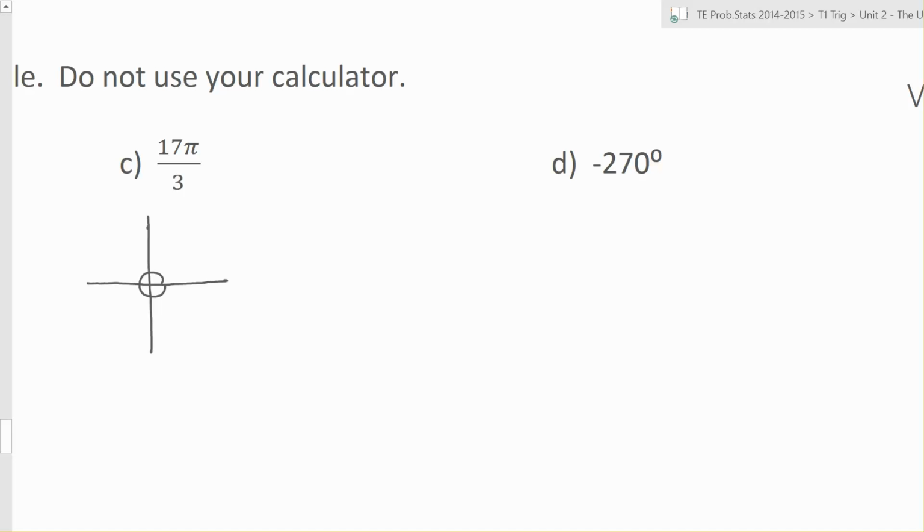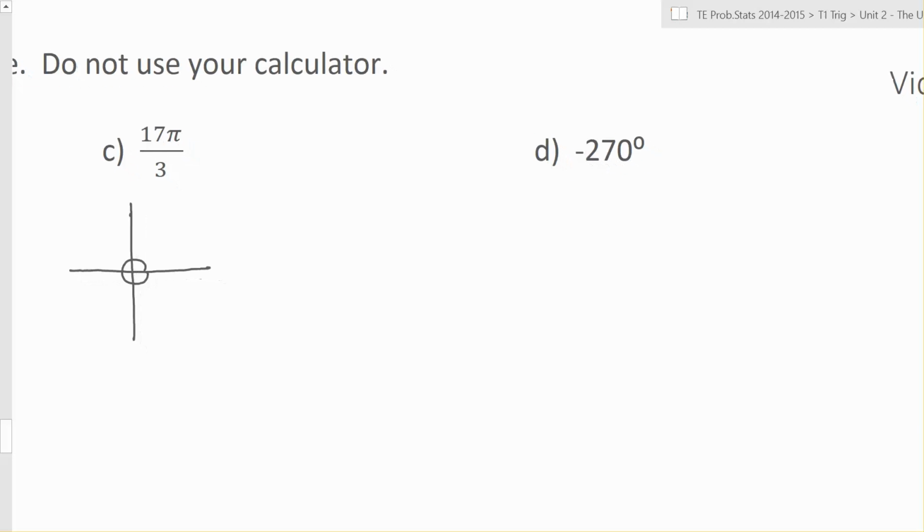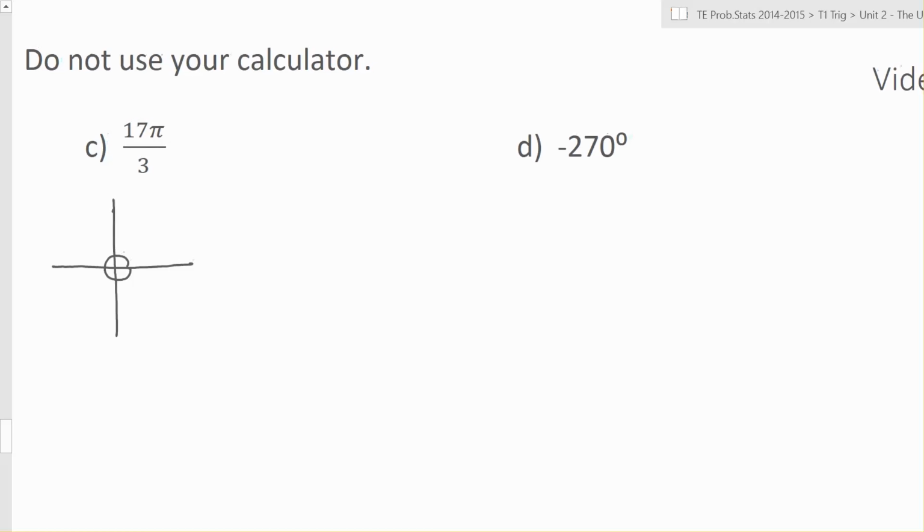In this problem, we're asked to find all 6 trig ratios for the given angle. We're going to do part C. 17 pi over 3 is the angle. I want to think about how many rotations that is.